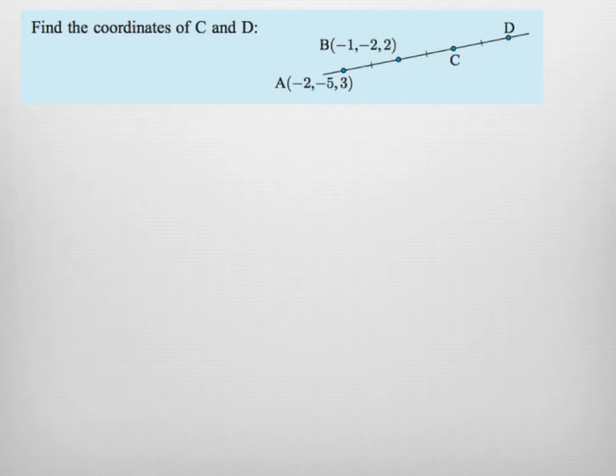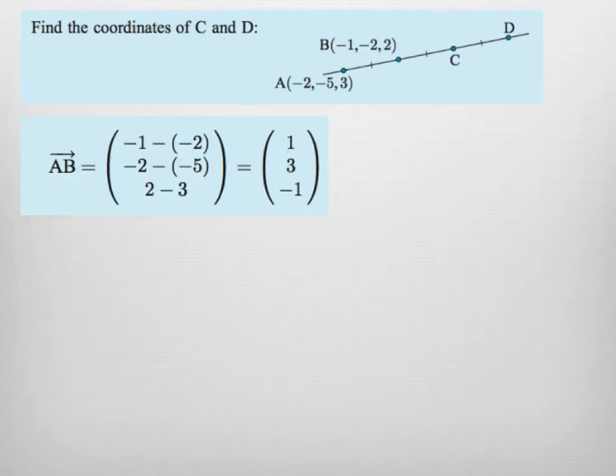Let's see how we can do this. We'll start by finding the vector AB, and this we do by taking the coordinates of B and subtracting the coordinates of A. So we go -1 minus -2, and so on. And we end up with the vector going from A to B being 1, 3, and -1. So that's this vector right here, going from A to B.